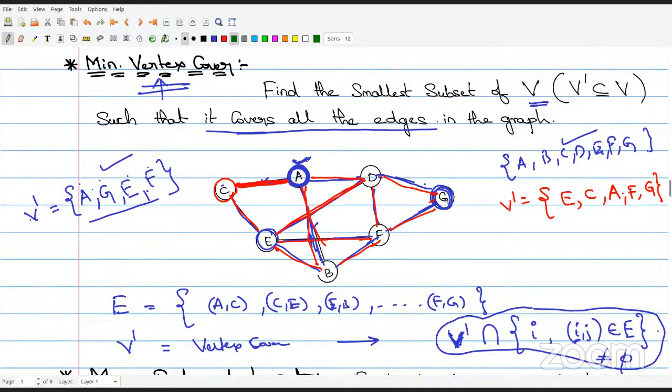Minimum vertex cover is an NP problem, we say non-polynomial time problem, so within a given time you cannot find it. Vertex cover means we need to cover all the edges using the minimum number of vertices. It's like a train junction: a vertex is a junction, and we want the minimum number of junctions which will cover all the edges.